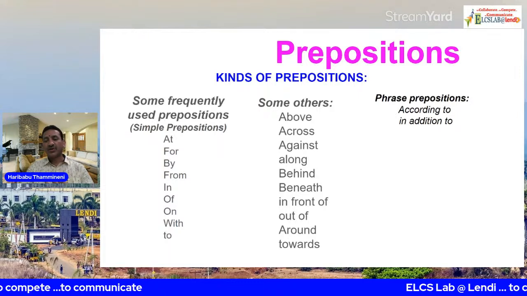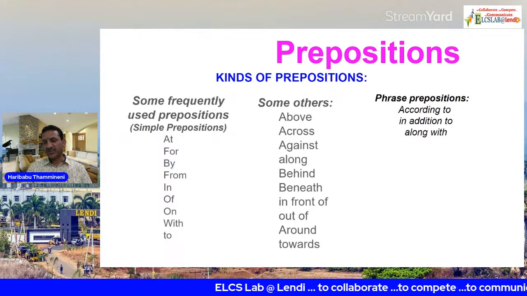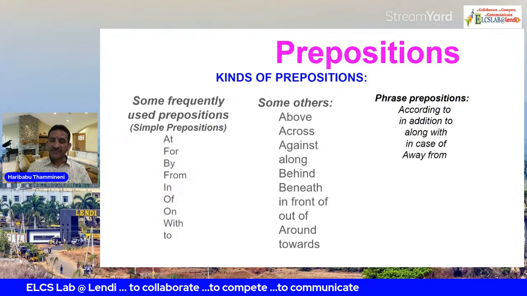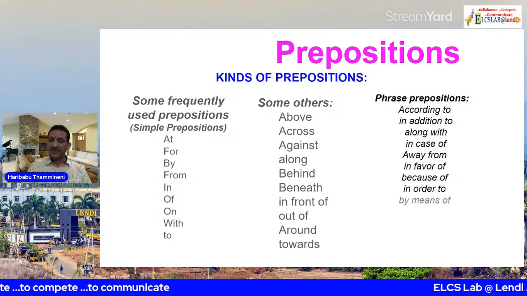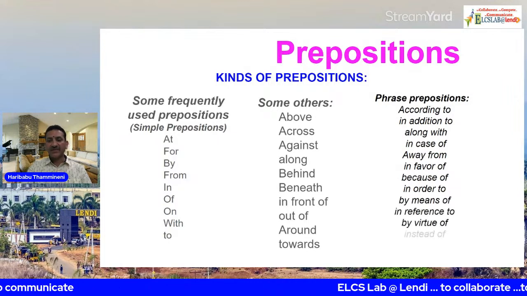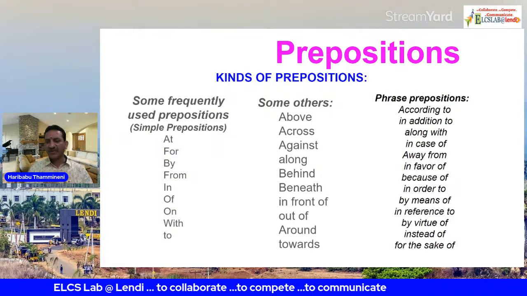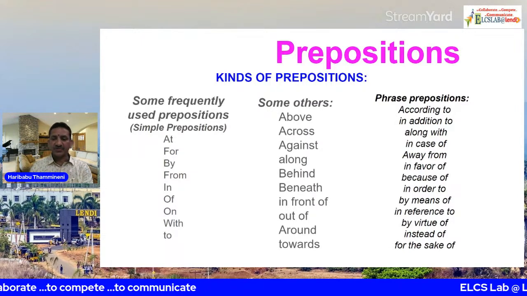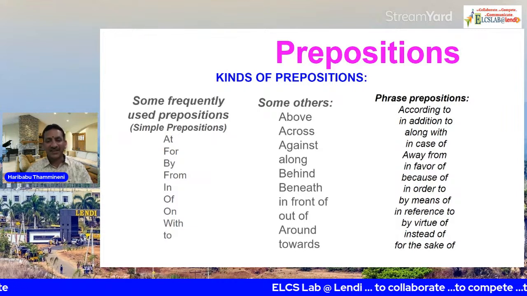They also look like compound, and they are standing as phrase prepositions: along with, in addition to, in case of, away from, in favor of, instead of, because of, in order to, by means of, in reference to. Like this, there are varieties of combinations that become one particular expression. Then that will become a preposition, because they also can talk about the relationship in the sentence.